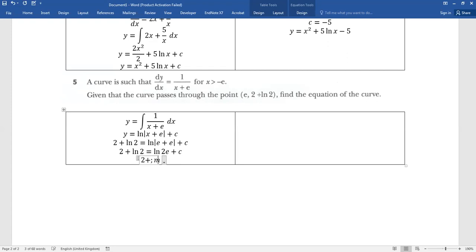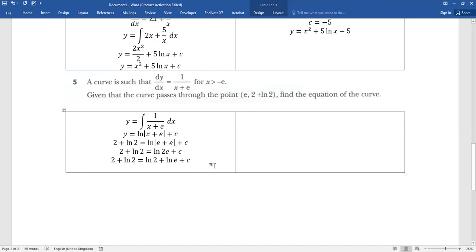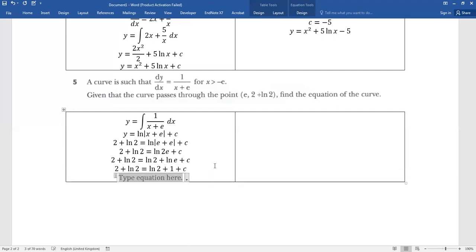Now 2 plus ln2, using the product rule of log, I can write it as ln2 plus ln e plus c. When things are multiplying, the logs will add up. 2 plus ln2, and ln e is just 1, plus c. So the value of c will be 1. So the equation of the curve is y is equal to ln of x plus e plus 1. Is this clear?